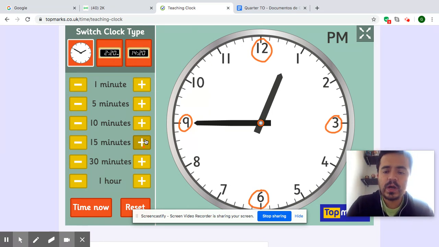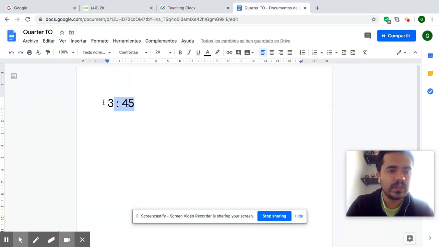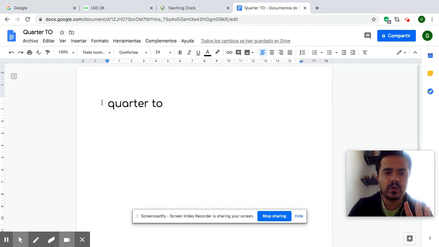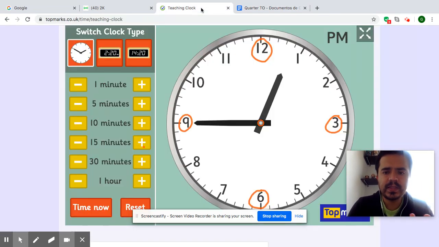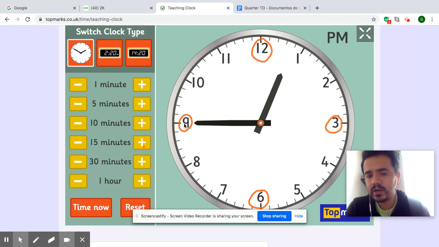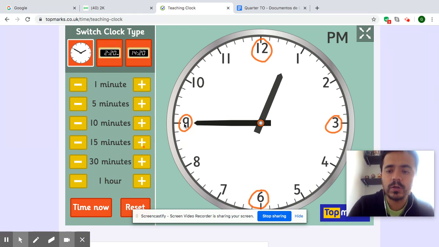Okay, so how do I read it? I start with quarter to. I'm going to start with exactly quarter to. That's how I'm going to start reading it, because the minute hand is pointing at the 9. So every time the minute hand is pointing to the 9, it is going to be quarter to.